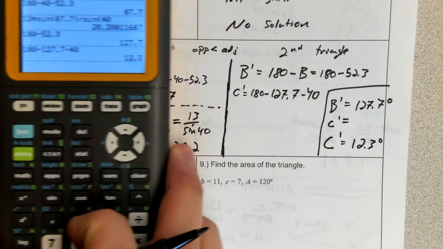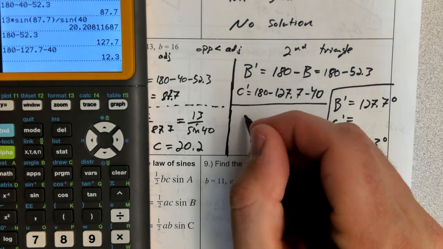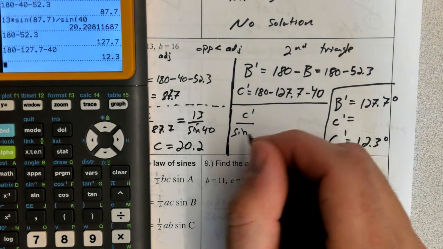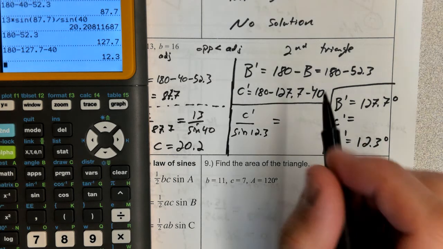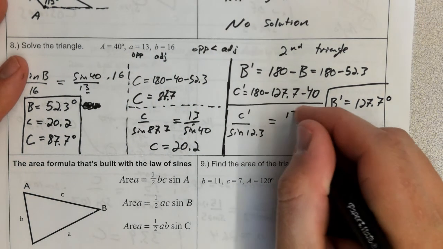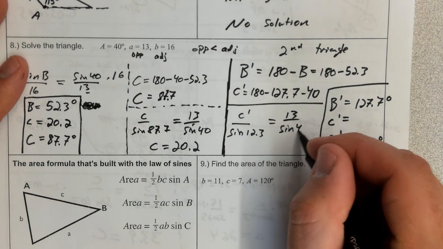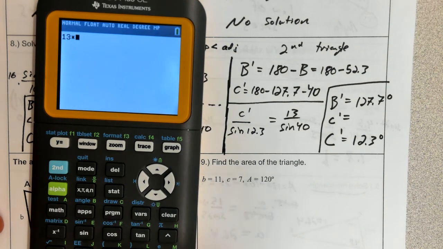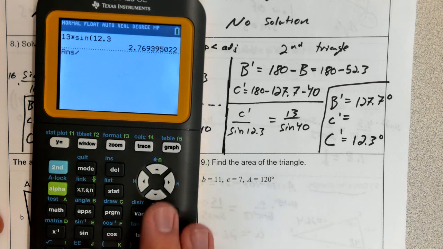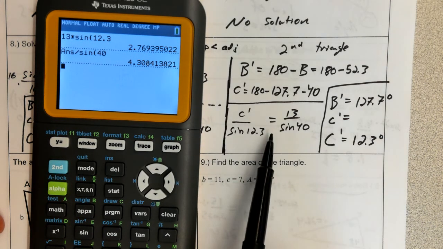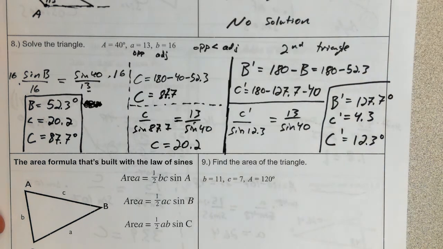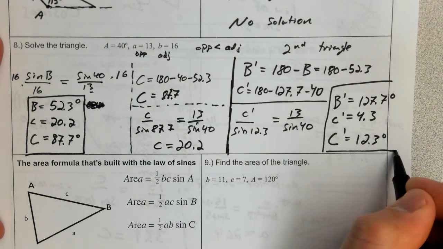Little c prime, we're going to have to actually solve for that. So little c prime over sine of C prime, which is 12.3, so sine of 12.3, is equal to, and we'll just use the a's again, 13 over sine of 40. Then you can take 13 times sine 12.3 divided by sine of 40. Just solving this equation here, and I get 4.3. Okay, and that's it. So there's my two solutions right here and over here.